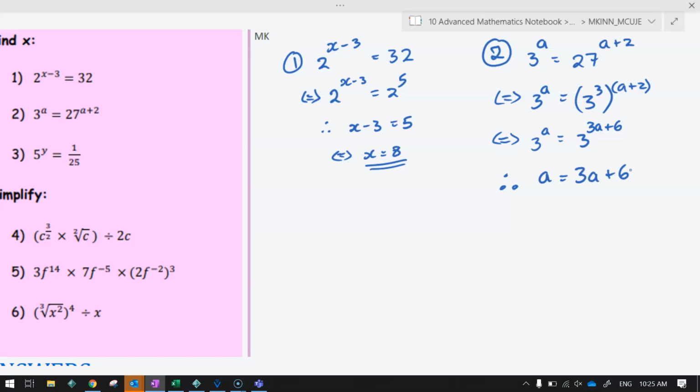All right. Now I've got a linear equation I can solve. You can do it however you like. I'm going to subtract 2a from each side. I'll subtract 3a from each side to get to negative 2a equals 6. And so when I divide by negative 2, I get a equals negative 3.